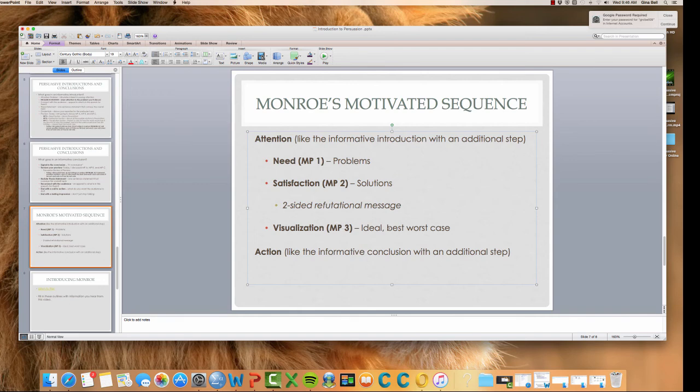And here, you're going to be talking about the best and worst case scenario if we choose to act, or what will happen if we do nothing. In this section, you can present 3 best case scenarios for acting. You can present 3 worst case scenarios if we do nothing. Or you could present a best case scenario, a worst case scenario, a best case scenario, and then a worst case scenario. It's your choice how you want to organize this third main point. And then you'll move on to the action section, which, as we mentioned before, is like the persuasive conclusion section. So this is what Monroe's motivated sequence is.